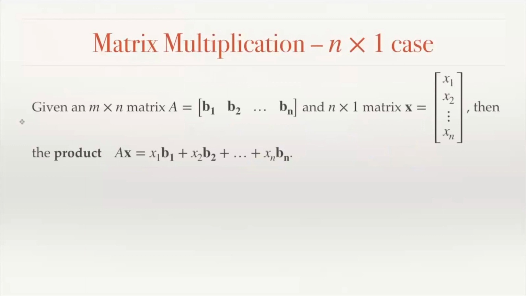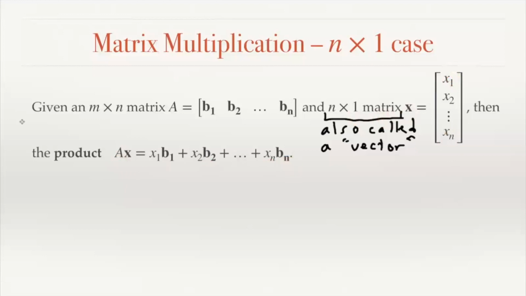Before we talk about the general case of matrix multiplication, we need to talk about the n by 1 case. So given an n by 1 matrix X, and n by 1, remember that's height by width, so this is n rows and 1 column. And an n by 1 matrix is also called a vector. And given an m by n matrix A with columns b1, b2, and so on, and an n by 1 matrix X with entries x1 to xn, then the product AX is x1 b1 plus x2 b2, and so on.